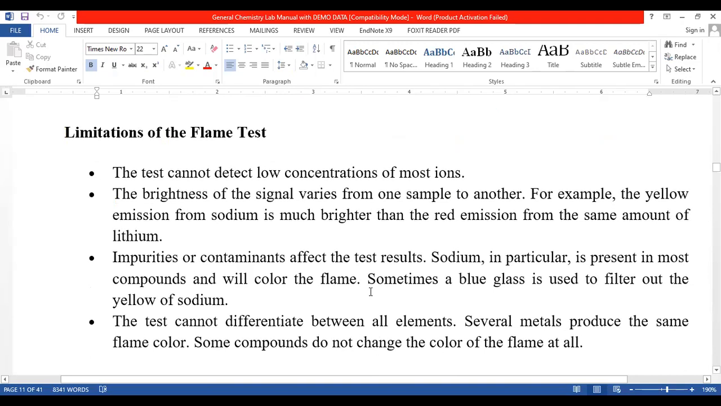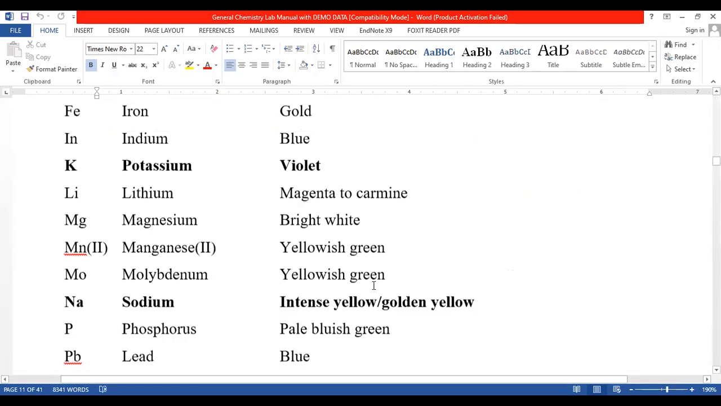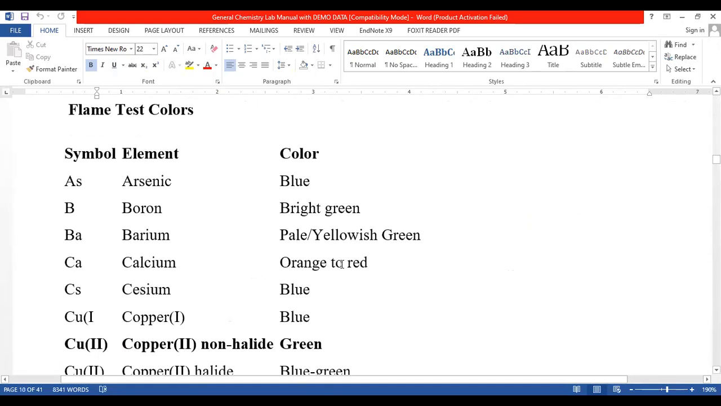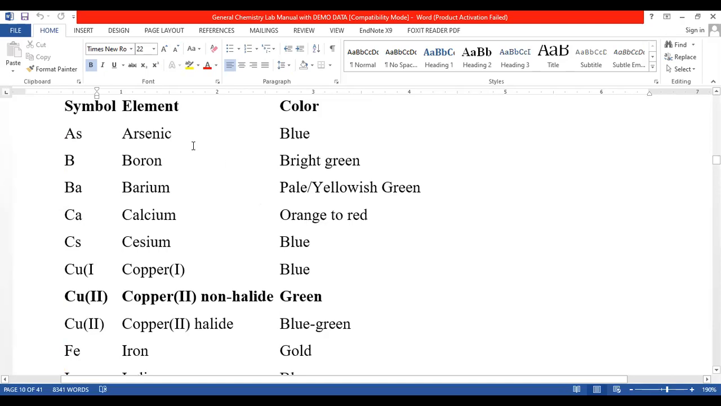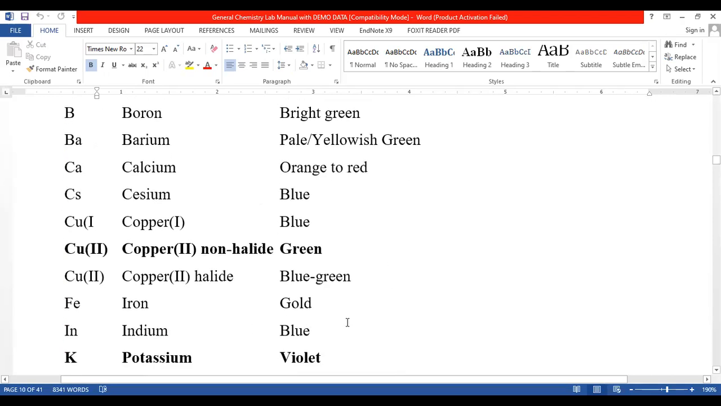What would be the limitation? Earlier I told you the first limitation: we cannot identify the anion or the non-metallic part by using this flame test. Second, some elements produce the same color, say arsenic blue, cesium blue, copper(I) blue. If it is blue, how can we identify whether it is arsenic, cesium or copper? Indium also has a blue color. So it is not so specific.